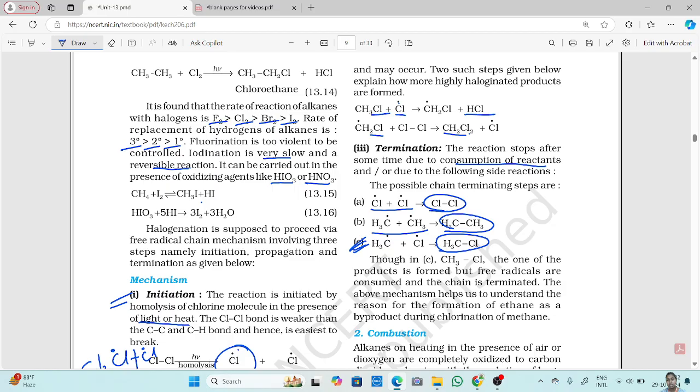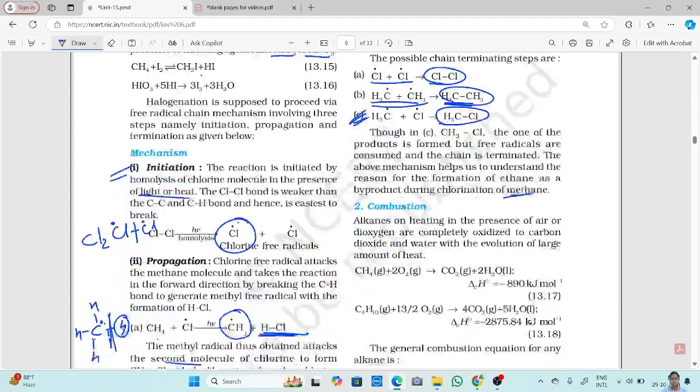And the above mechanism helps us to understand the reason for the formation of ethane as a byproduct during chlorination of methane. Now this will help us to understand why there is a formation of ethane when we chlorinate methane. That is usually a part of the termination reaction.